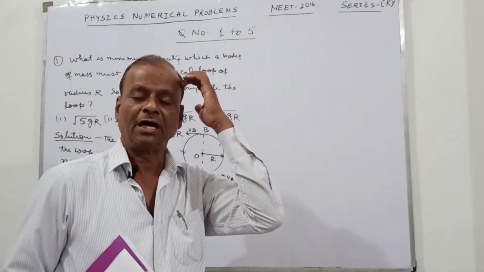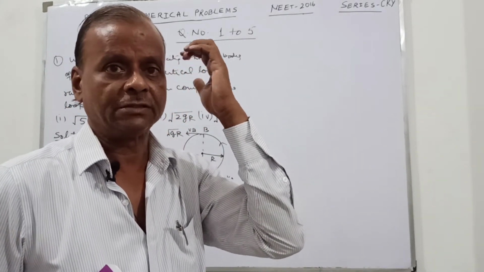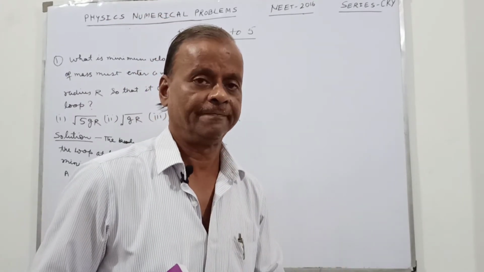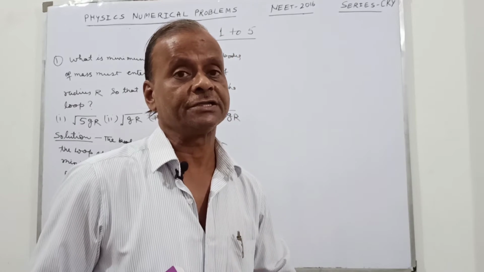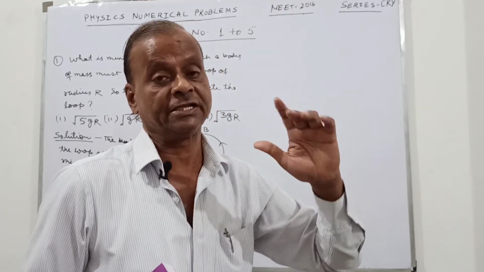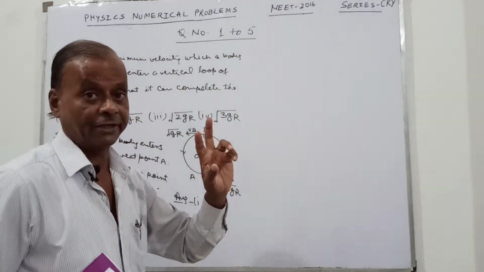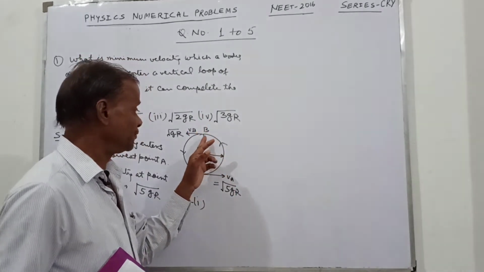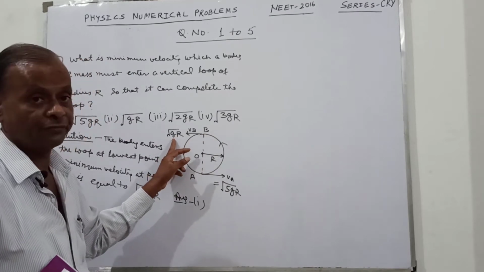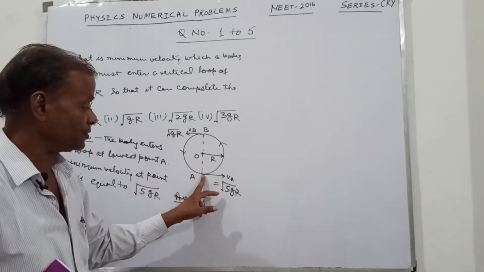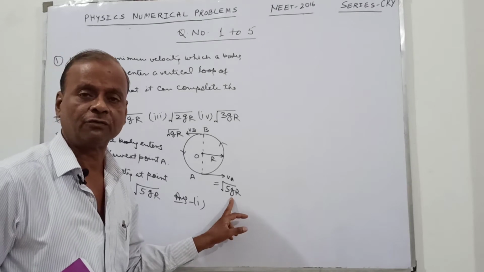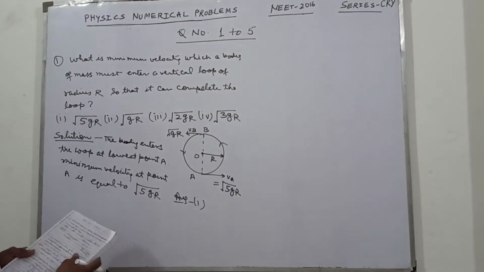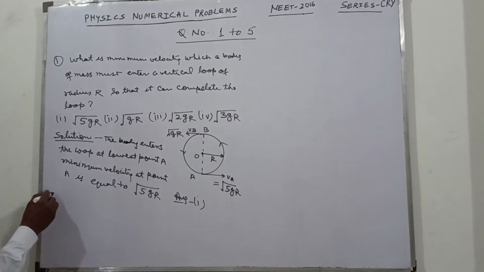Also remember both kinds of situations, whether the body enters from the lowest point or from the highest point. But it is common sense that the body will always enter from the lowest point. If the question states that it enters from the lowest or the highest point, then select the answer according to the choice given in the question. If it enters from the highest point, this will be square root of gr, and if it enters from the lowest point, this is equal to square root of 5gr. So this is the right option for question number 1.